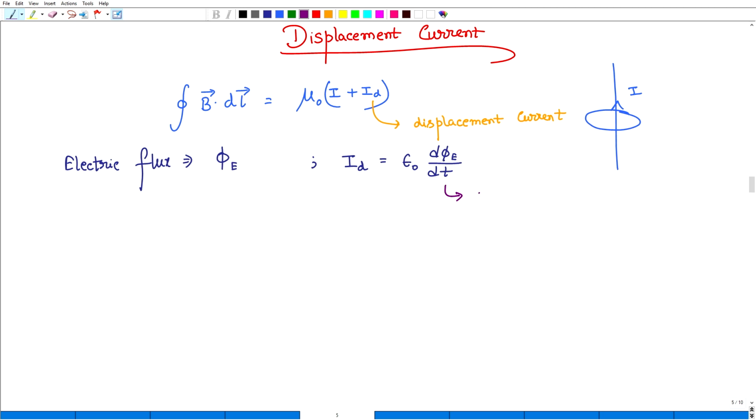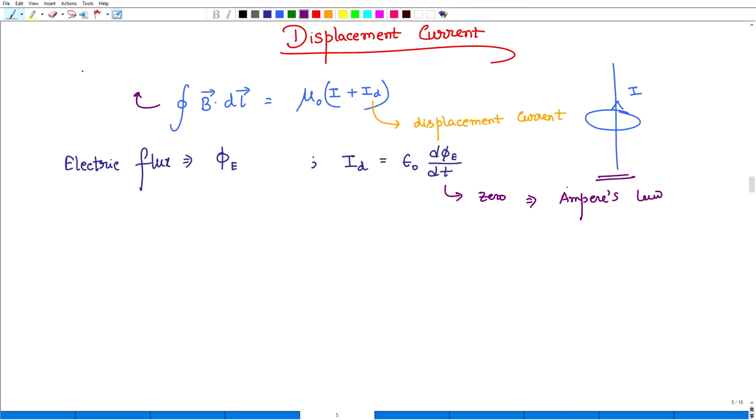So this should be 0 for this case. Then we can say that it will be Ampere's law. But if there is an electric field which is changing with respect to time, then the electrical flux will also change with respect to time, then d phi dt will not be 0, and in that case there will be a non-zero displacement current, and we have to account for that. For accounting for that displacement current we have to use the general law, which is called the Ampere-Maxwell law.